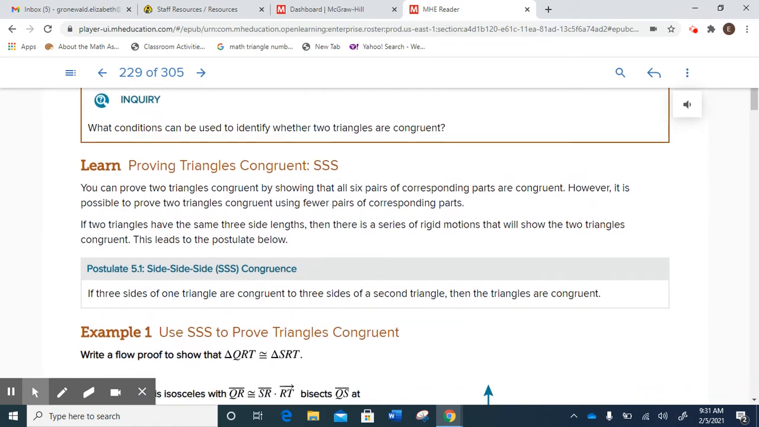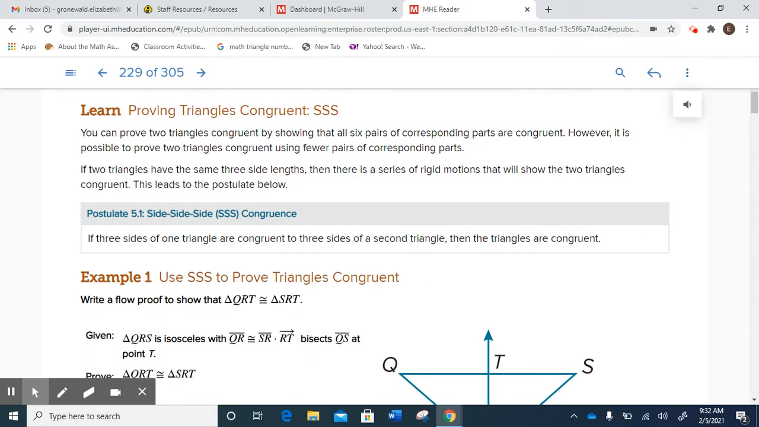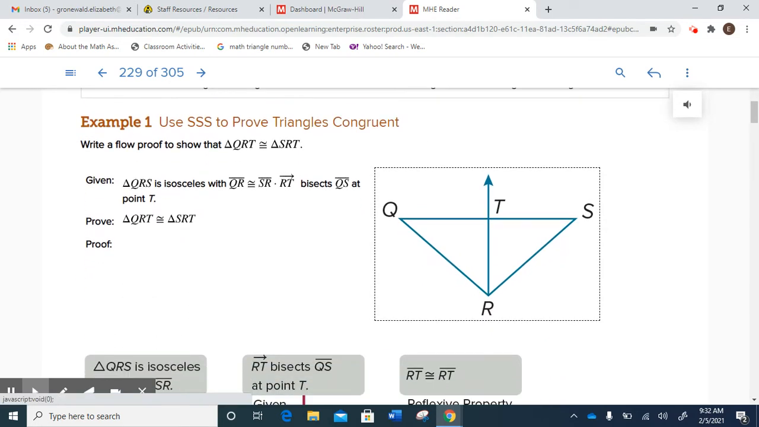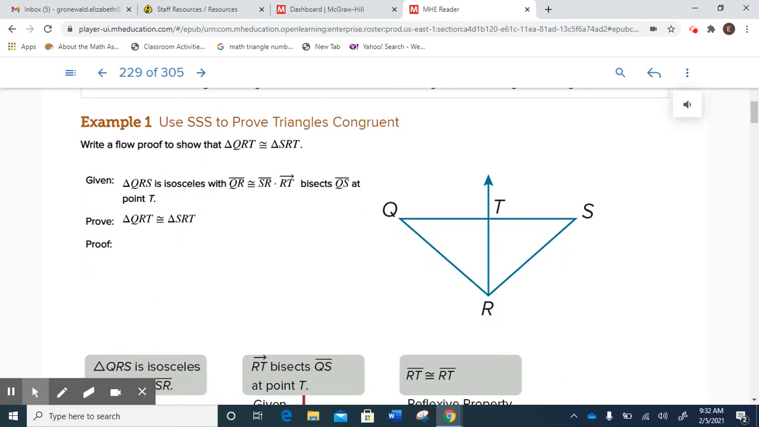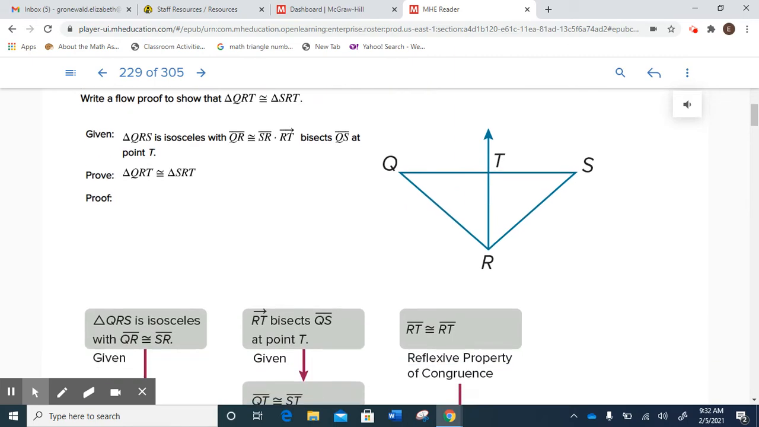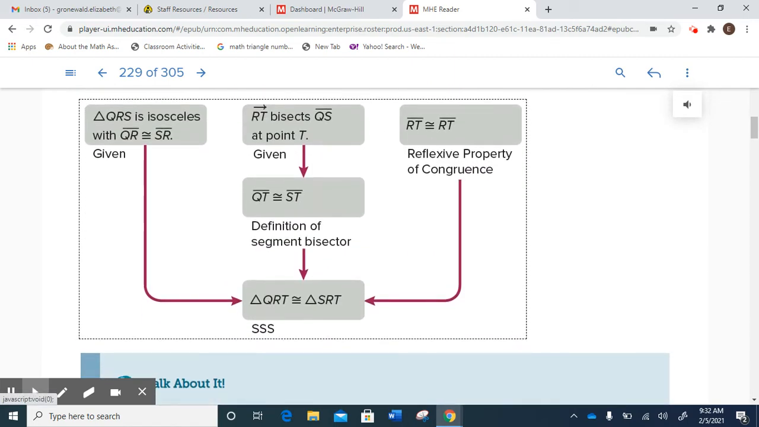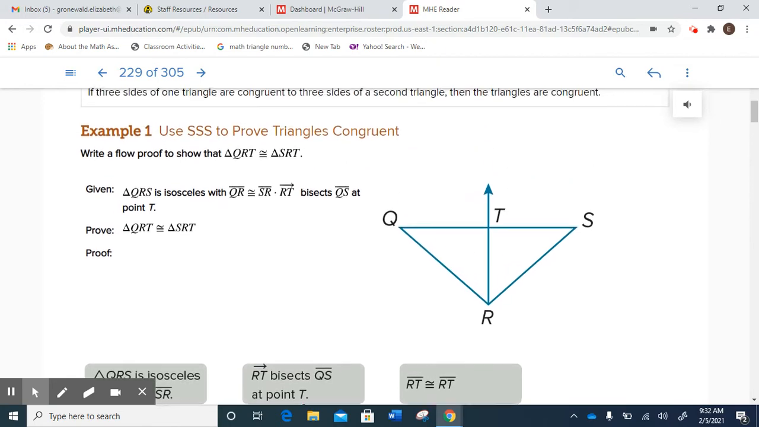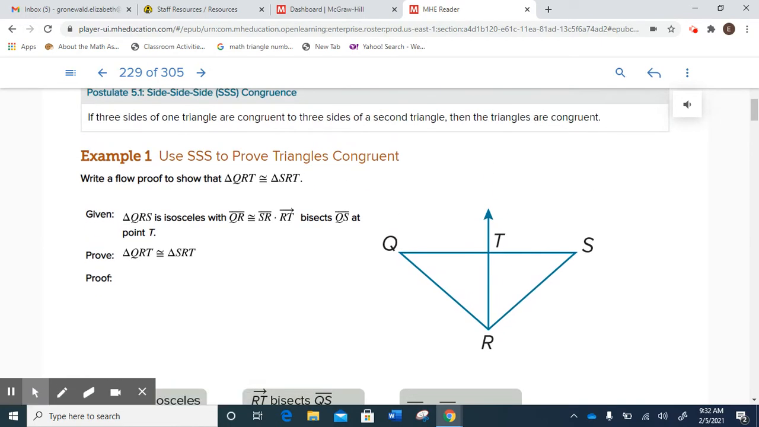So starting off, we're going to go ahead and talk about side. There's a theorem that says if three sides of one triangle are congruent or equal to the three sides of another triangle, then the two triangles have to be the same or congruent. So in this first picture, example 1, we're going to use, I like two-column proofs. This book does show a flow proof, which we're not going to use. We are just going to go over two-column proofs.